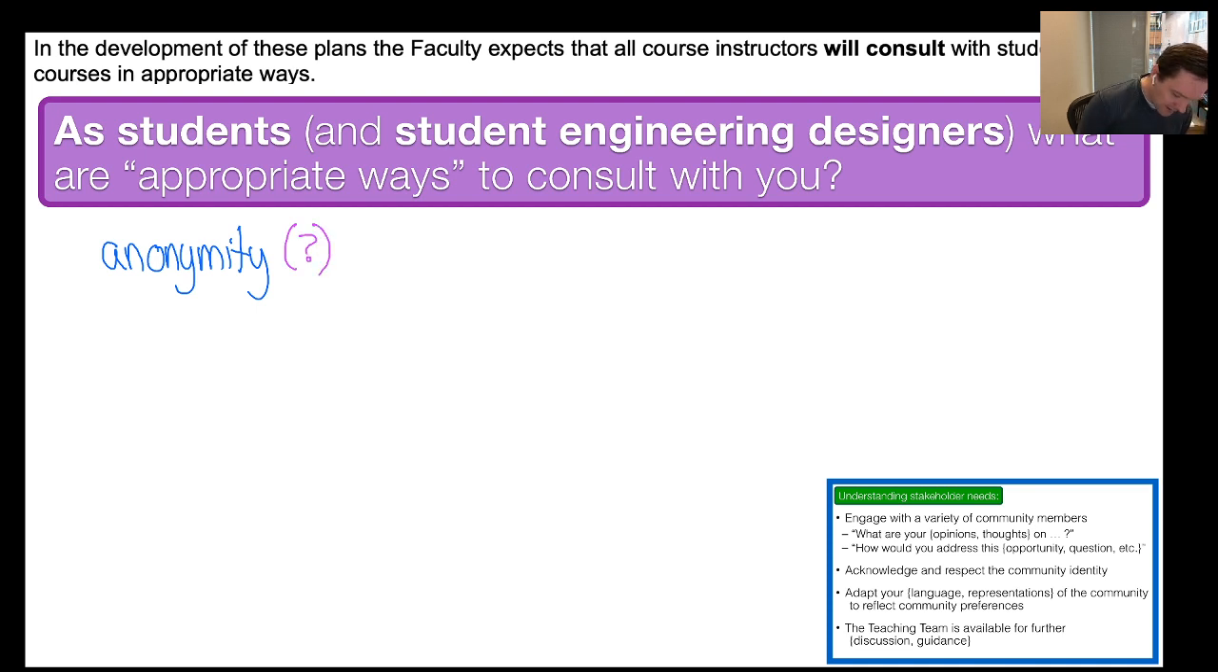So someone mentioned anonymity. I'll put that with a question mark because I believe they said it could go either way. Open forums of discussion that permit criticism and suggest revisions. So I'm going to abstract that a little bit and say an appropriate way is one that allows iteration. That an appropriate way is one that supports, maybe that's not the right word, critique.